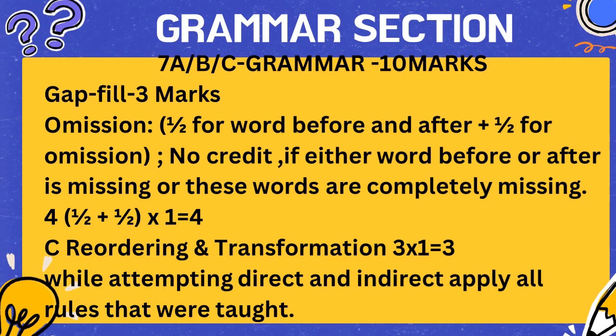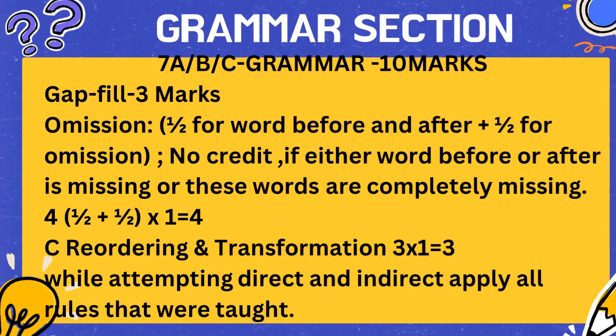Now the next question is omission, 7B. Here it is very important that you furnish the before word, the omitted word and the after word. If you are not going to furnish this, definitely you are not going to get marks. Remember, in grammar, it is 1 mark or no marks. There is no half mark in between, right? 1 or none.